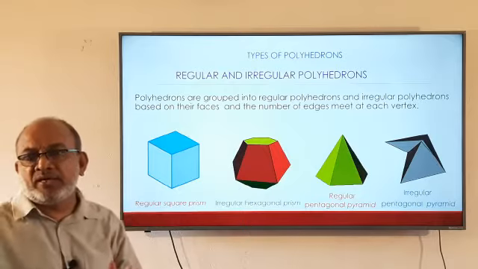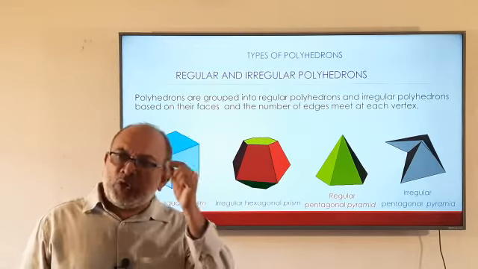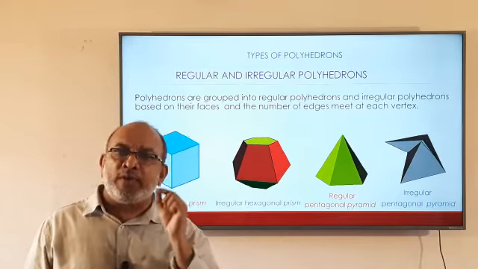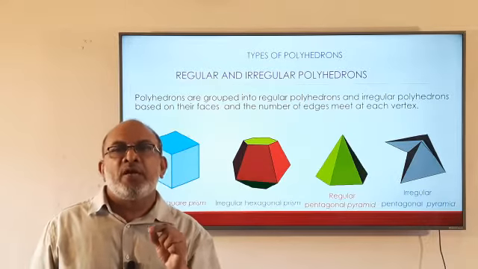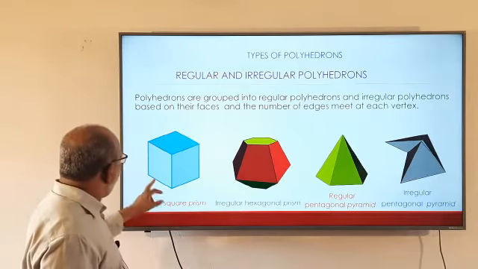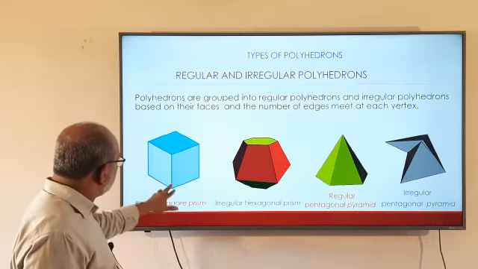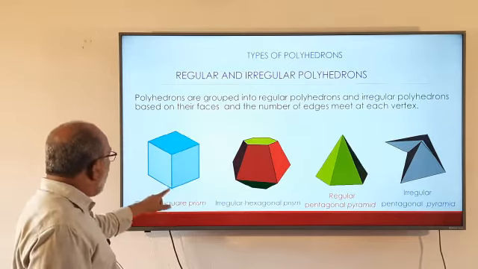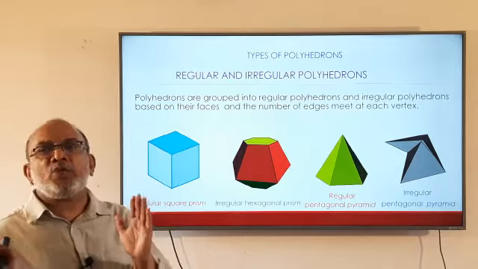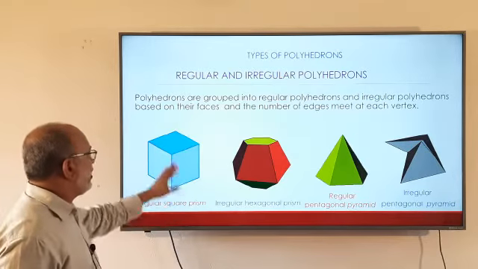What is regular? We have already discussed what regular is. When a polygon is equilateral and equiangular, we call it a regular polygon. So here the square, all these lines are equal and all these angles are 90. It is equilateral and equiangular. So this is a regular square prism.